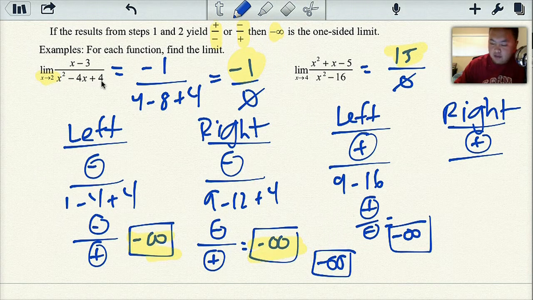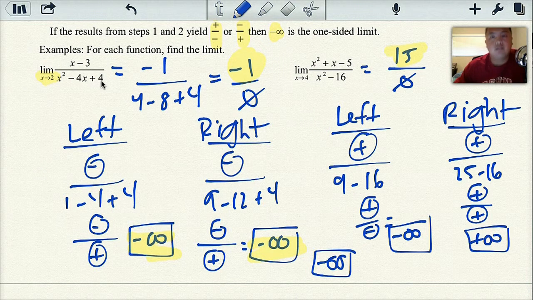Let's try it from the right. I'll try 5. 5 squared is 25 minus 16. Again, I don't need to solve it. I already know the answer is going to be positive. In this case, I get positive over positive, or my limit is positive infinity.